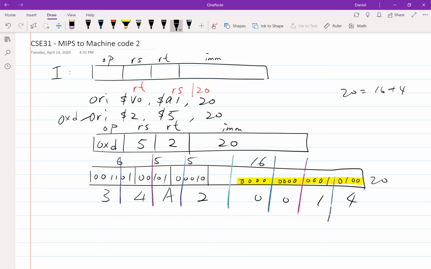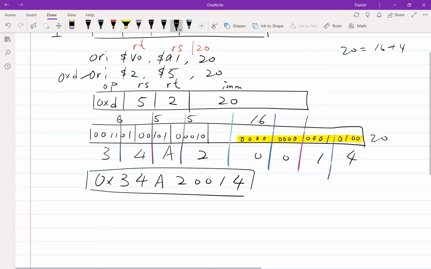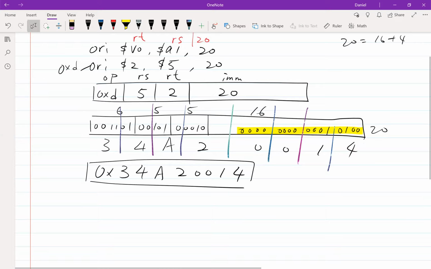Okay, so this is how we convert the hex, the MIPS code, into binary or machine code. So the answer will be 0x34A20014. That's your answer. Sounds good. If you want, you can redo the same exact exercise, turn off the video, and redo the same problem and see whether you get the same answer.